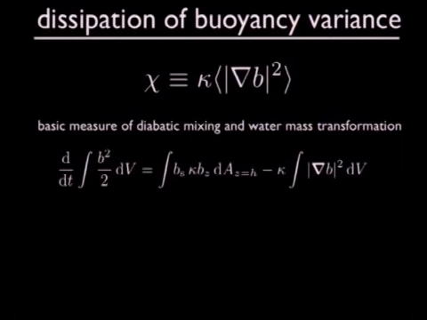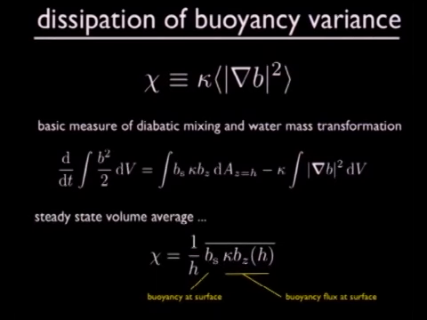Okay, so before I get directly to the energetics of mixing, let's take a little bit of a sidetrack and look at the dissipation of buoyancy variance chi, which is clearly related to mixing, but it's not in terms of energy, and so we'll have to back up a little bit. But let's look at chi, which is the diffusive rate of destruction of buoyancy variance, and define it in a volume average sense like this. It's a basic measure of diabatic mixing and water mass transformation, and it will have something to do with the mixing that we're interested in.